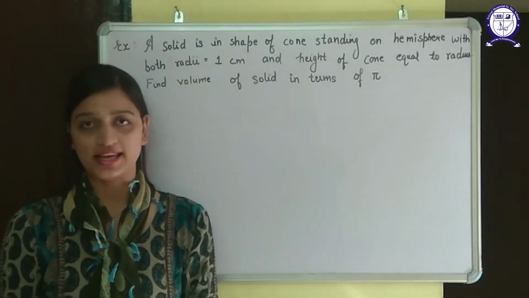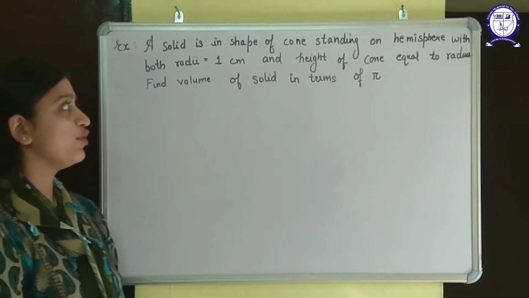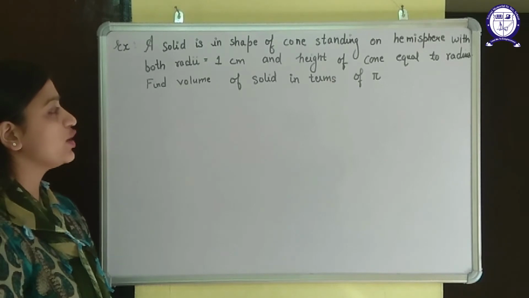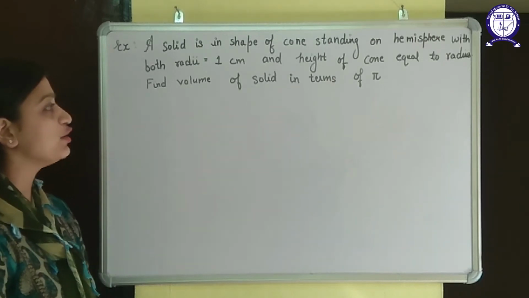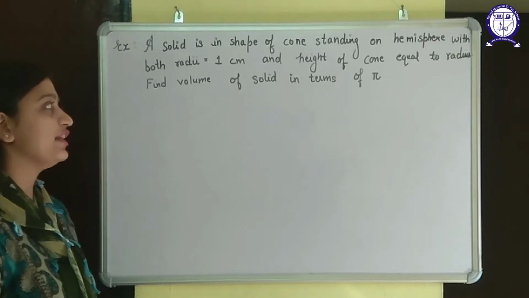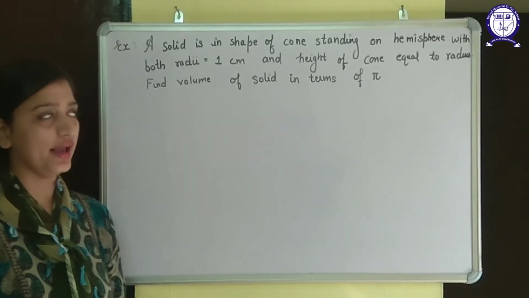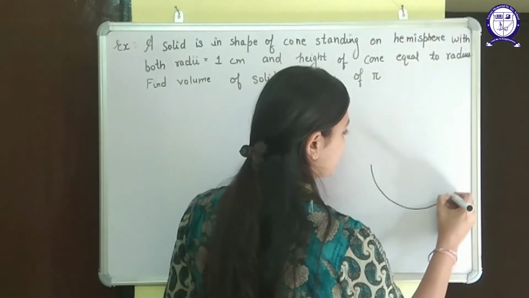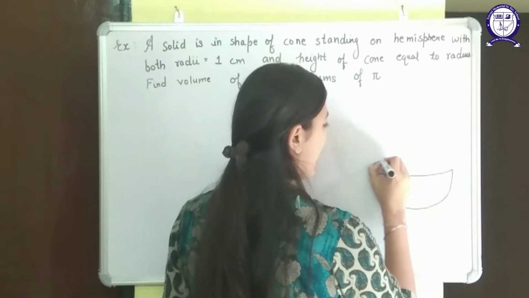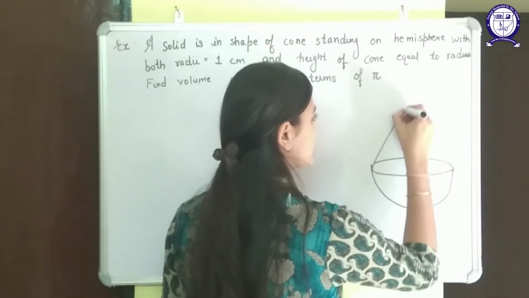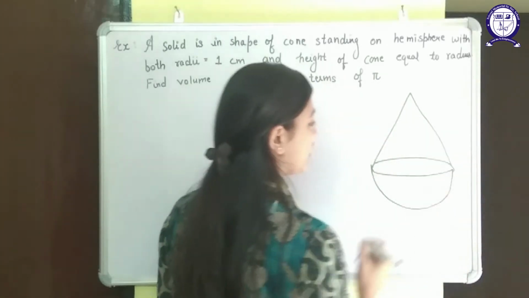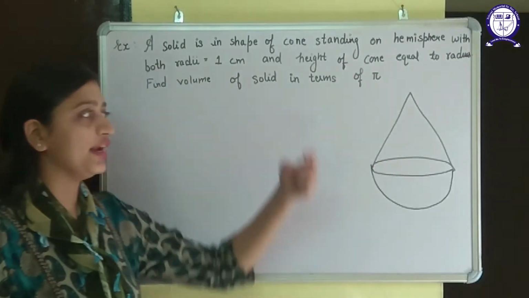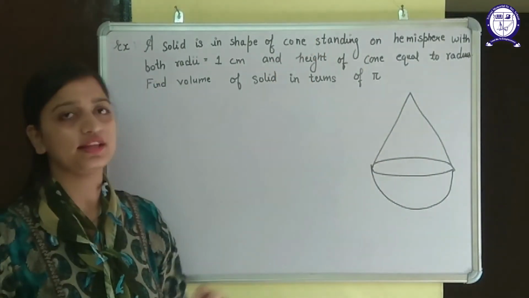The first question says, a solid is in the shape of a cone standing on a hemisphere with both radii equal to 1 centimeter and height of cone equal to the radius. Find the volume of the solid in terms of pi. Now first of all, we will draw the figure. There is a hemisphere and a cone is standing on it. The figure is something like this. There is a hemisphere with the same radius as the cone, and the cone is standing on it.